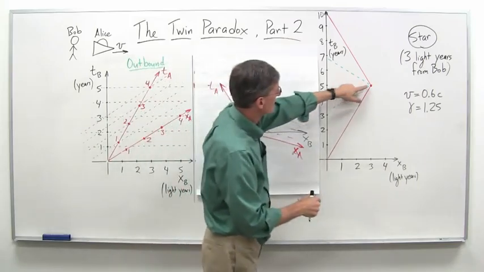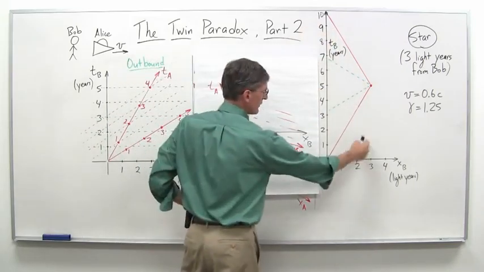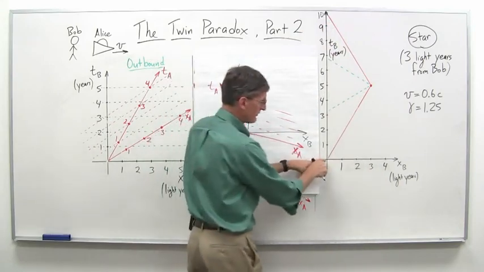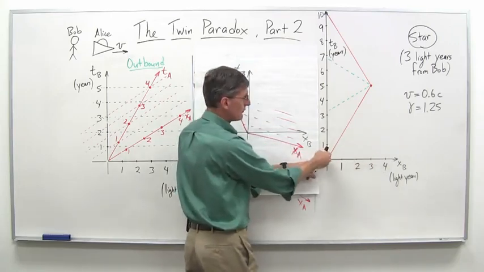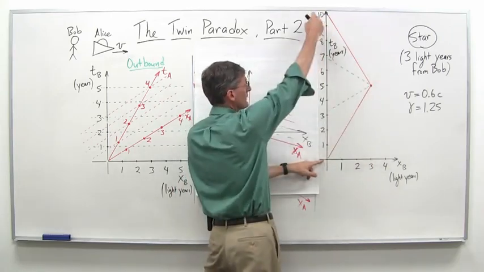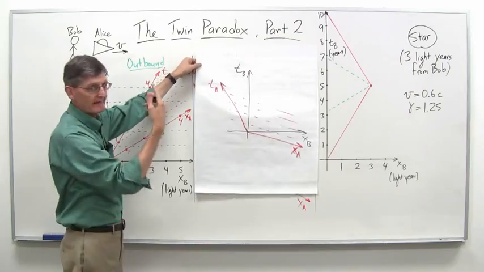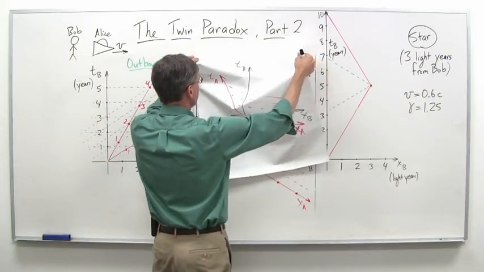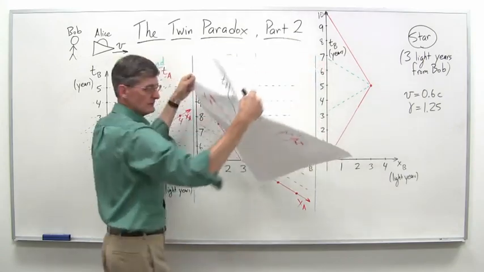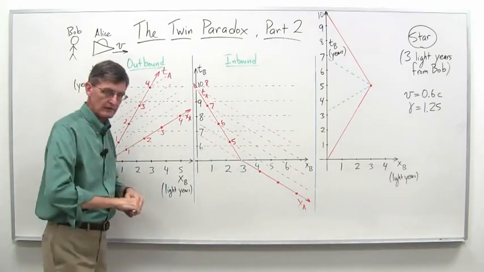So now we're going to look at this part of the trip, going back from the star. Remember, everything's really happening on the x-axis here. She goes out to the star, turns around, and comes back again. And this is the world line out, and then the world line back, and ends up at the planet again, if that's where Bob is. Okay, so we got this here. Here's what the inbound trip looks like.